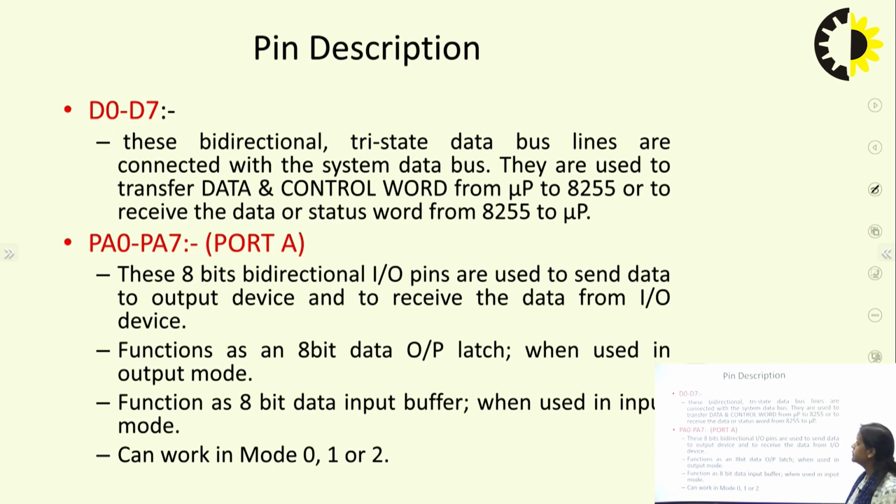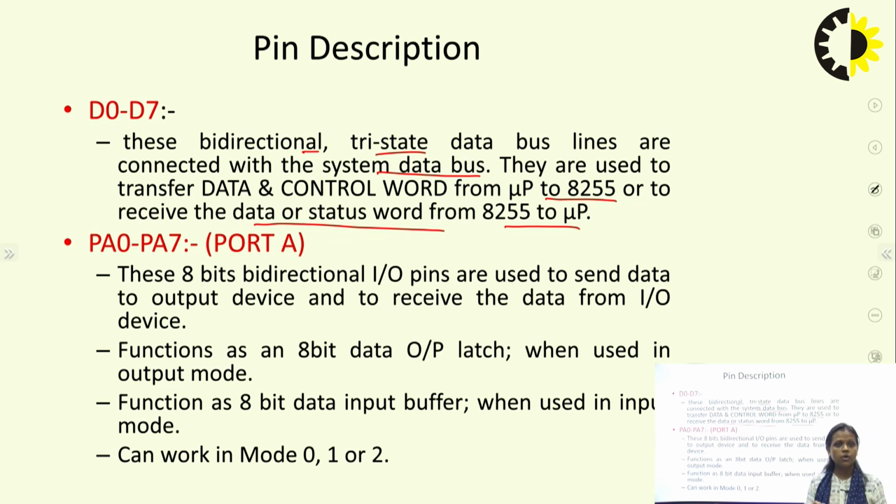D0 to D7 are bidirectional tri-state data bus lines connected with the system data bus. They are used to transfer data and control word from microprocessor to 8255, or to receive data or status word from 8255 to microprocessor. So these bidirectional data lines can be used to transfer data, or they are also used to transfer the control word or the status word. Control word is given to the 8255 from the microprocessor, and status word is given from 8255 to the microprocessor.